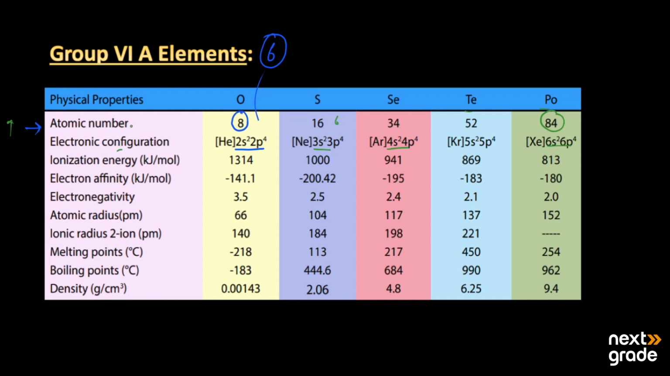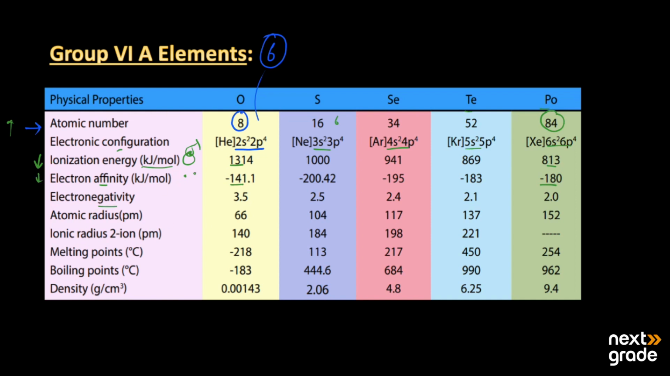The next property is electronic configuration. We have already learned they all contain 6 electrons in their valence shell. Then the third one is ionization energy, given in kilojoule per mole. This energy is required to remove an electron from the valence shell. As we move from top to bottom in the group, the first one has 1314 kilojoule per mole and the last one has 813 kilojoule per mole, which means it decreases when we move from top to bottom. Likewise, electron affinity, the amount of energy required to add an electron in the valence shell, also decreases when we move from top to bottom.